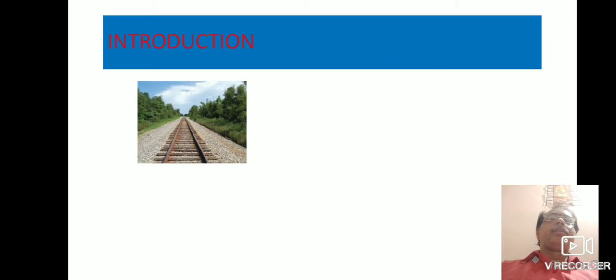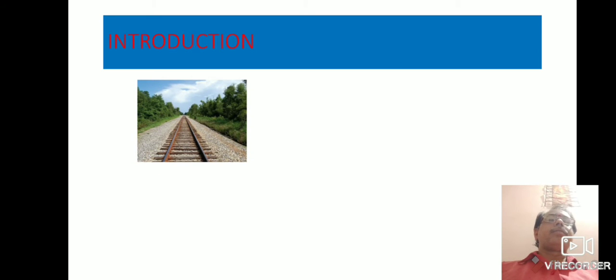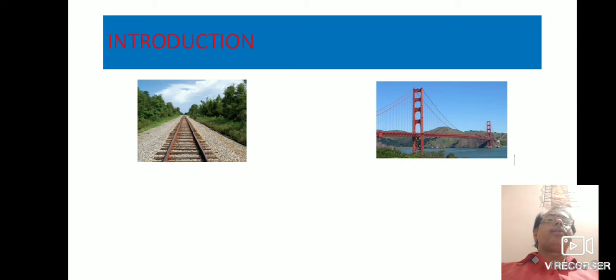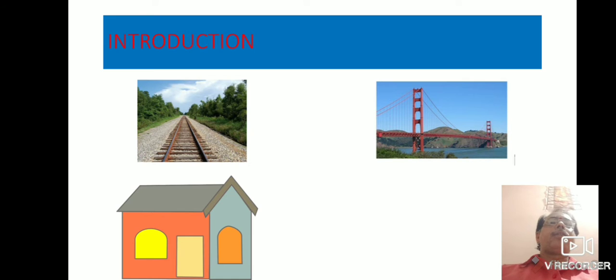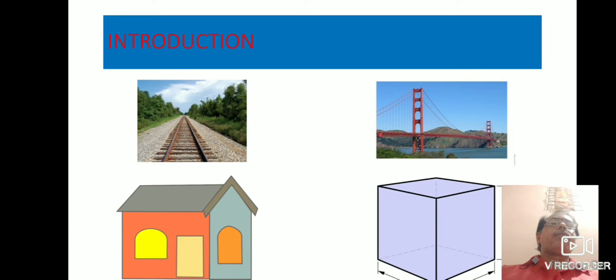Let us see the introduction part. Here see these figures. First figure, railway line. Second, a bridge. Third, a house model structure. And fourth is a cube. So in the first figure, we have the railway lines. By seeing this figure, what can you say about these two railway lines?